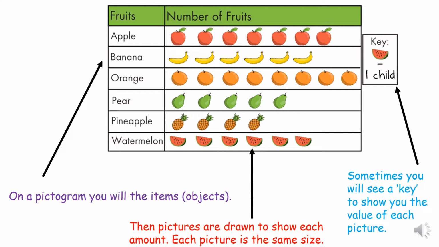And then you might also see a key. A key will show you the value of each picture. So in this pictogram, each picture shows what one child has chosen. Sometimes keys don't always represent one, sometimes they represent more than one, and that's what we're looking at today.